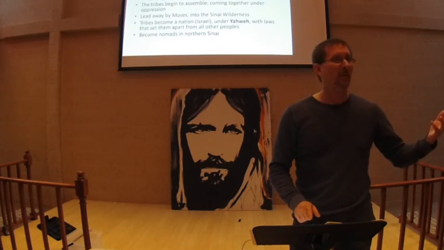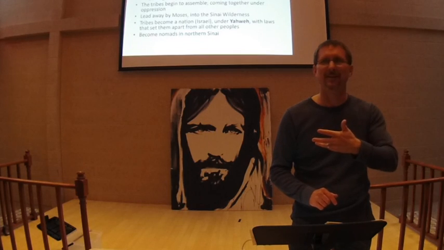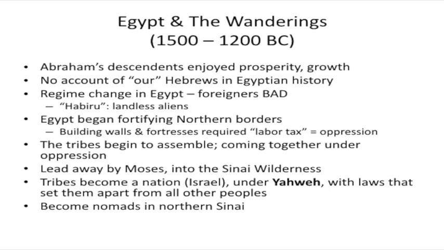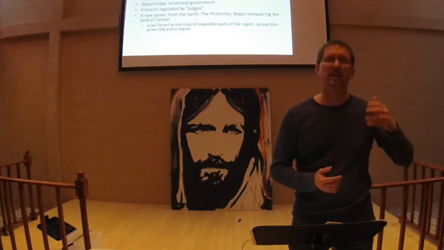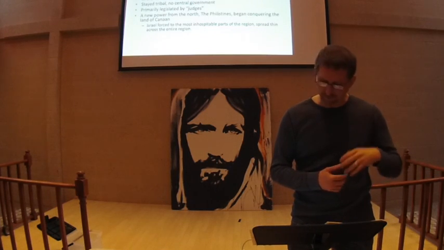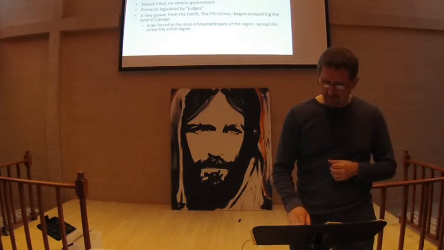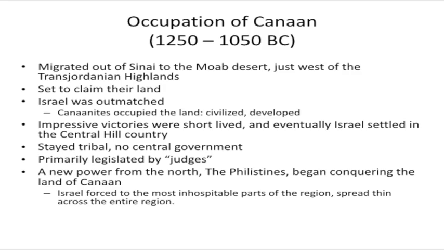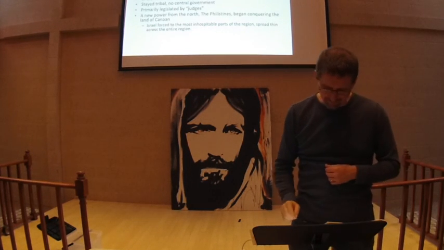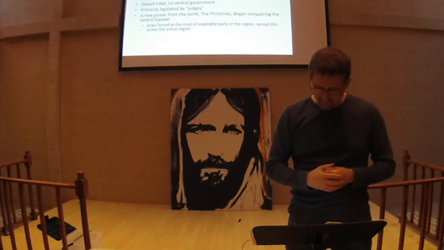And then what do we know about the Hebrews once they leave Egypt? Do they go straight to the Promised Land? They wander around for 40 years, so they become nomads, basically in northern Sinai. During that time, Moses is the leader. Joshua is kind of his second in command. Eventually, before they go into the Promised Land, Moses dies, and Joshua leads them across the Jordan. But they migrate out of Sinai into the Moab desert, just west of those Transjordan highlands, which I showed you on that first map. It was the 4, the farthest over to the right. And they go in, they're set to claim their land, the land that God had promised them, but they were outmatched.